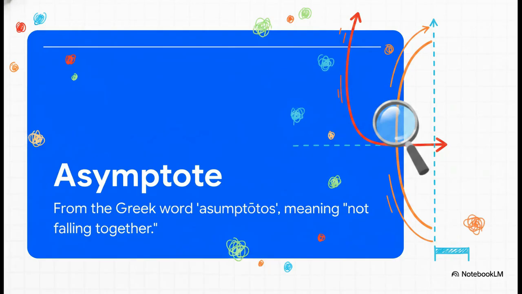We gotta start with the word itself. Asymptote actually comes from the Greek word asymptotes, which literally translates to not falling together. And honestly, that is the perfect way to visualize it. An asymptote is simply an invisible boundary line that a curve chases. It gets closer and closer and closer, but it never quite catches it or falls together with it. It's basically the ultimate mathematical game of tag.